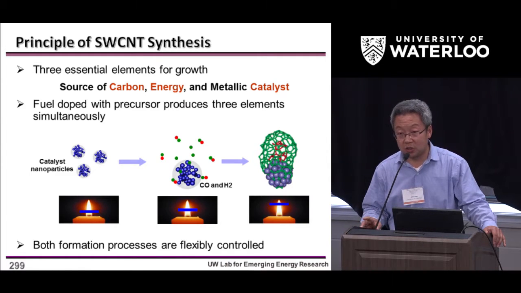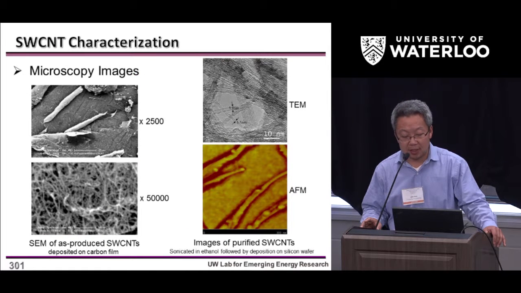So here just shows the tubes produced from the combustion process. The bottom SEM image clearly shows the nanotube network produced by the combustion process, and TEM shows the diameter and the length of the carbon nanotubes. And AFM gives us the morphology of each tube. And also there's some catalyst attached to the tubes.